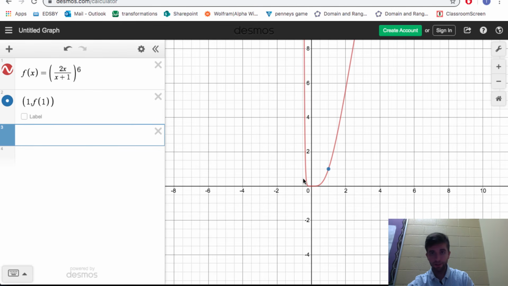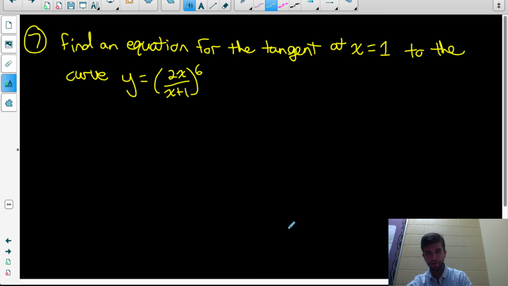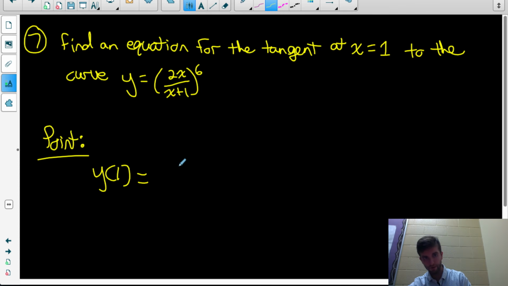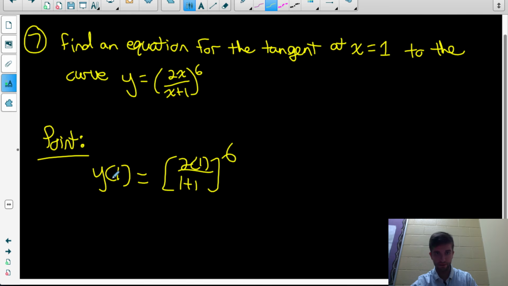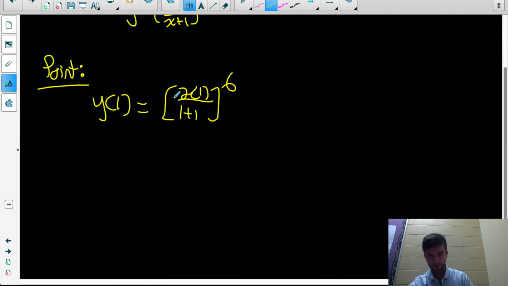So first thing, if we want the equation of a line, well, we need to know a point on the line and we need to know its slope. So finding a point on the line should be relatively simple. We would just need to evaluate, well, what's the value of this function when x is 1? So let's find the value of y when x is 1. So we just do 2 times 1 over 1 plus 1, all to the power of 6. So, we've got 2 over 2, which is 1, to the power of 6, and that's just 1.